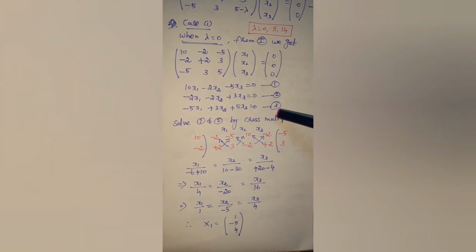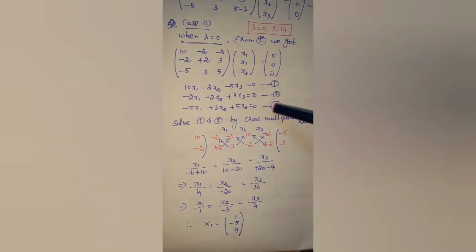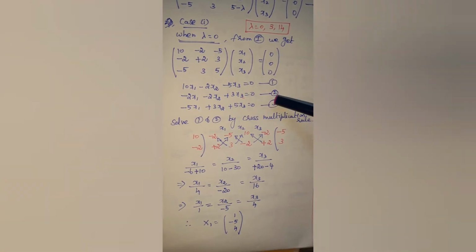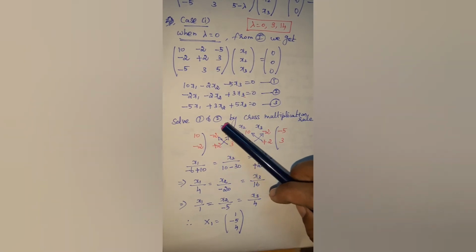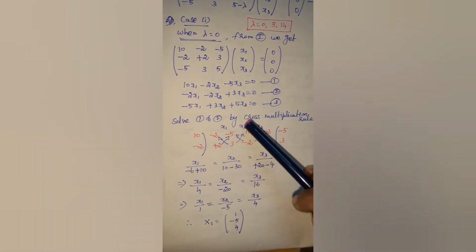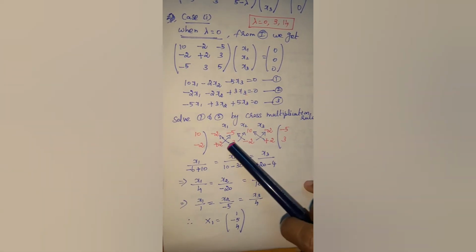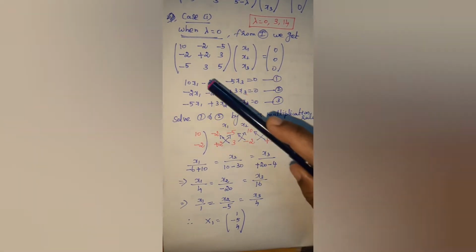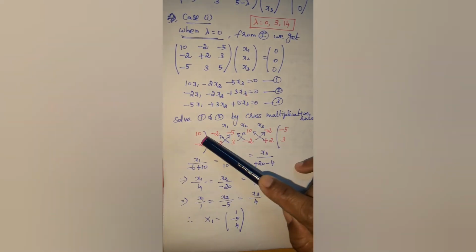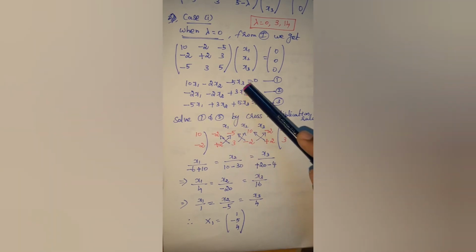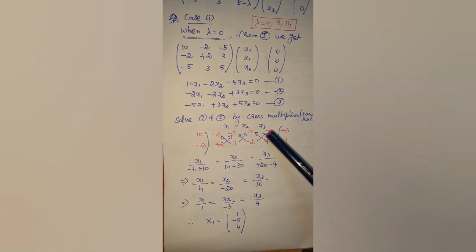Now take any two equations. You can take 1 and 2, or 2 and 3, or 1 and 3, because all the equations are different, right? Here I take 1 and 2 and solve the two equations by the cross multiplication rule. Now I explain the cross multiplication rule. See the first two equations. When you take the first equation, you write the coefficients twice. The x1 coefficient is 10, x2 coefficient is minus 2, x3 coefficient is minus 5. So once again you write these 10, minus 2, 5 here, right?